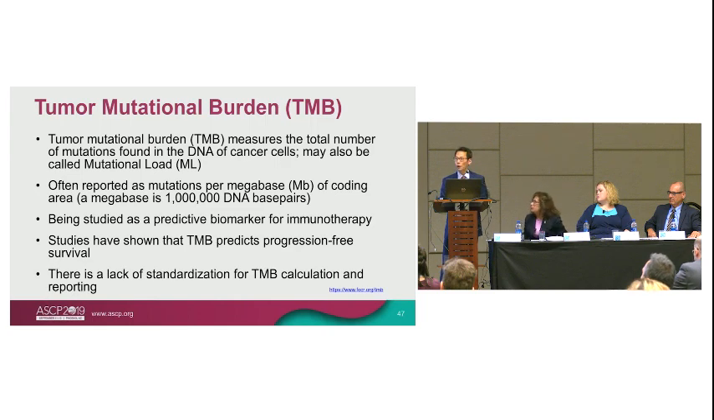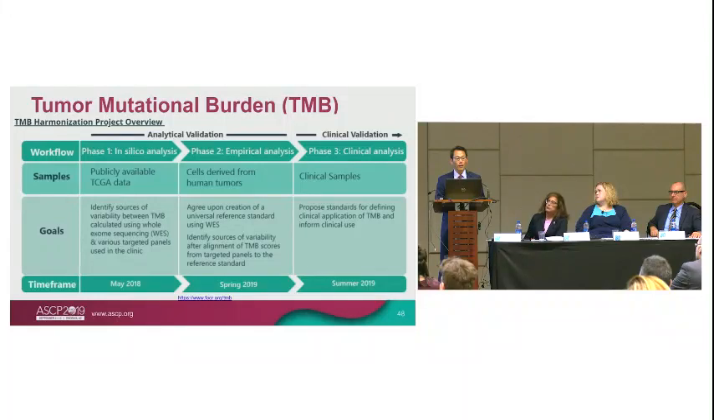So far, most of the studies seem to show that TMB predicts progression-free survival. Is it linked to overall survival? I think the jury is still out. As of right now, there are no FDA-approved indications that have TMB as part of the indication, but I think that might be coming in the future. One thing that causes a lot of confusion is the lack of standardization for both TMB calculation and reporting. So when we say TMB, we're often not talking about the same thing. Fortunately, there are a number of organizations out there trying to proactively address these issues.